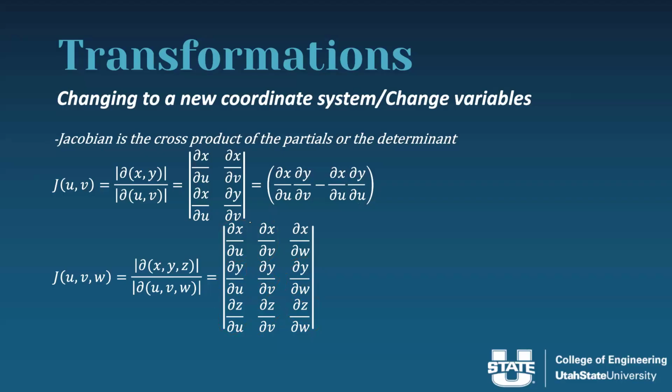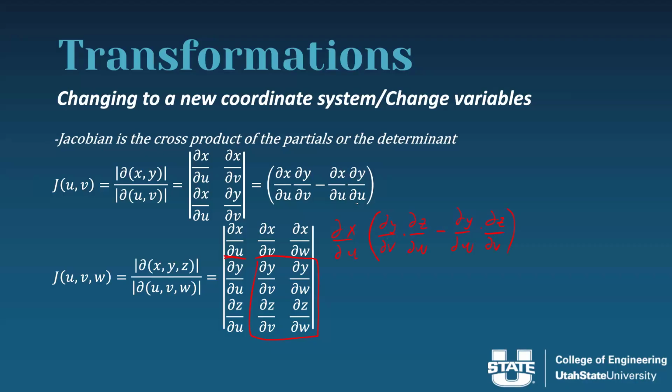So first, you take the top left term right here. You would take the partial of x with respect to u, and that would be multiplied by the determinant of this 4 by 4, which would be the partial of y with respect to v times the partial of z with respect to w, minus the partial of y with respect to w times the partial of z with respect to v. See that? Yeah, that makes a lot of sense because I was curious about how that works.